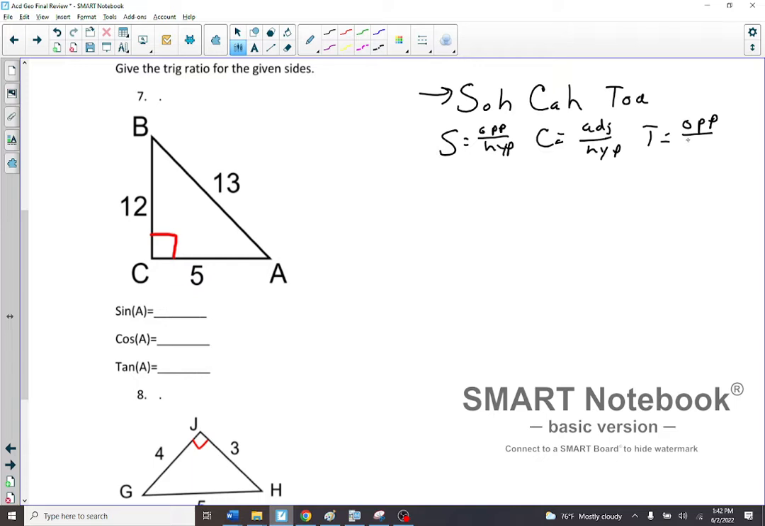When it says A after sine, you do it from the angle A. So you see how it says sine A? That means I'm standing at A. So sine is opposite. I have to look at what's opposite of me, which is 12, and the hypotenuse, which is 13. So my fraction is 12 over 13.